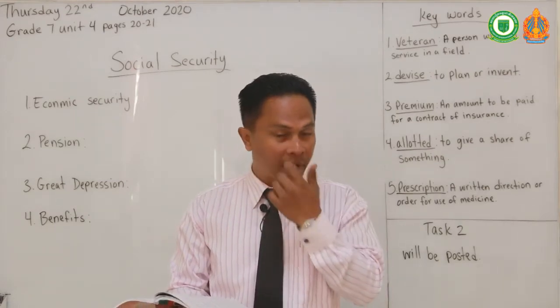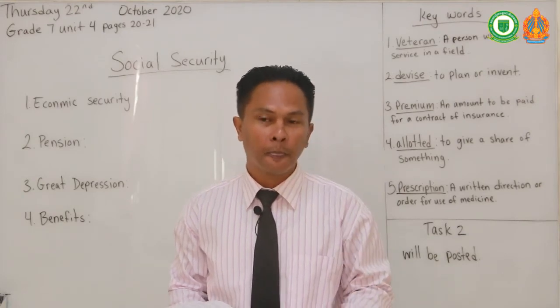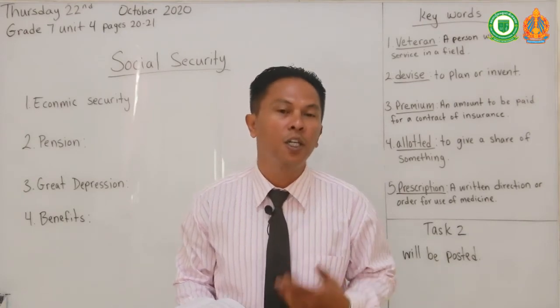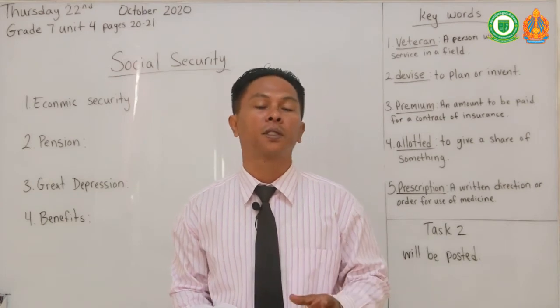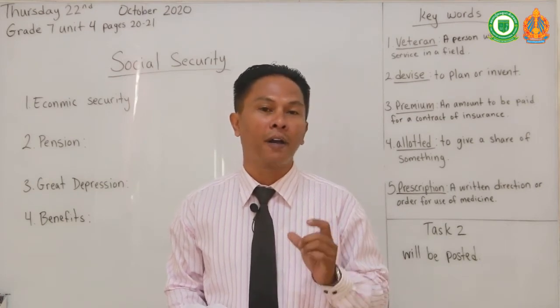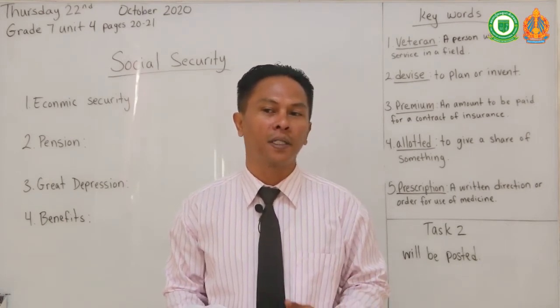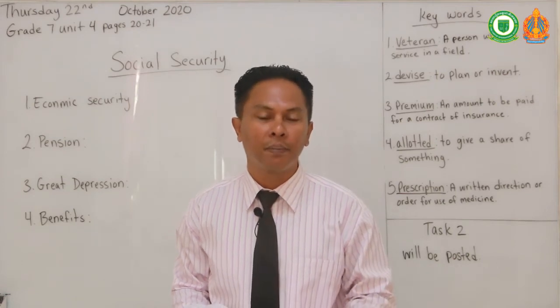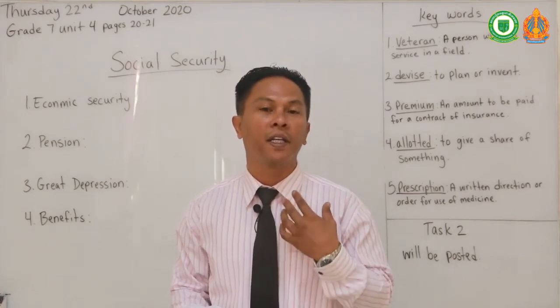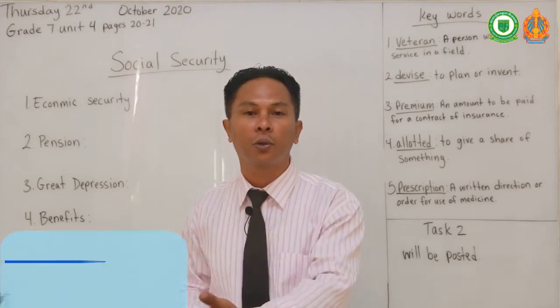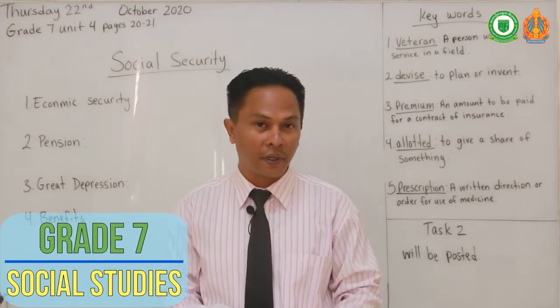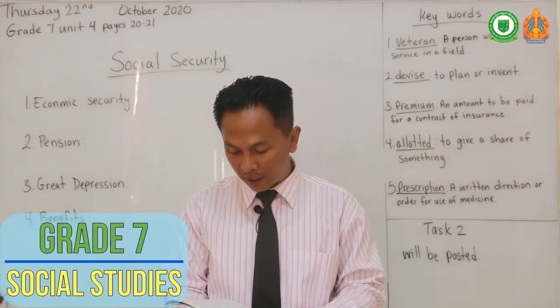Okay, and another benefit is food stamps. Food stamps are like a coupon where you can go to the grocery store and buy food with that coupon. It's not actually money, but the government gives you that coupon for you to go to the store to buy food for yourself and your family. Okay, so that's another benefit.